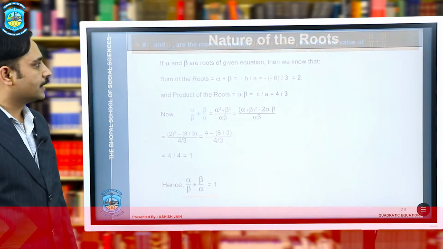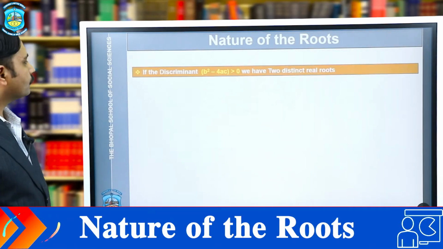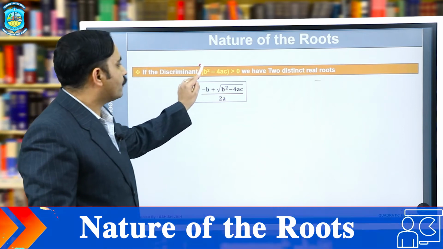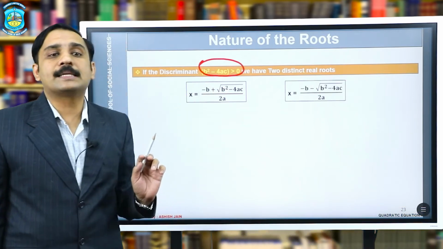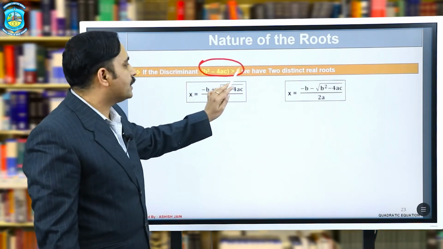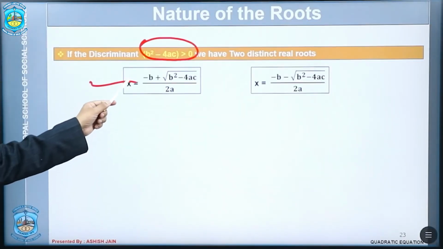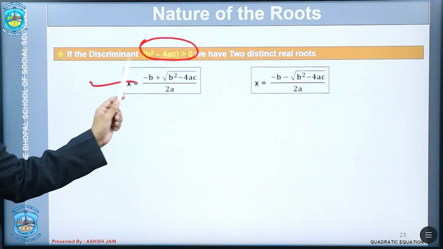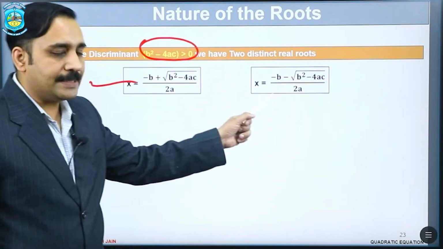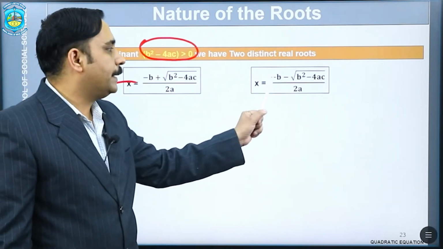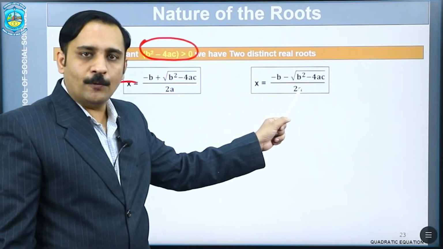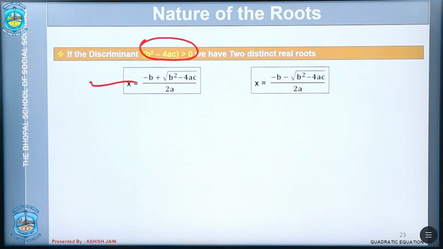The next topic is nature of the roots. This b square minus 4ac is called the discriminant. If this discriminant is greater than 0, then we have two distinct roots. First, x is equal to minus b plus under root of b square minus 4ac upon 2a, and second, x is equal to minus b minus under root of b square minus 4ac upon 2a.